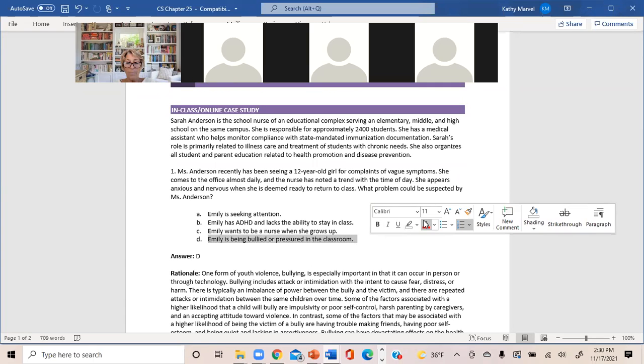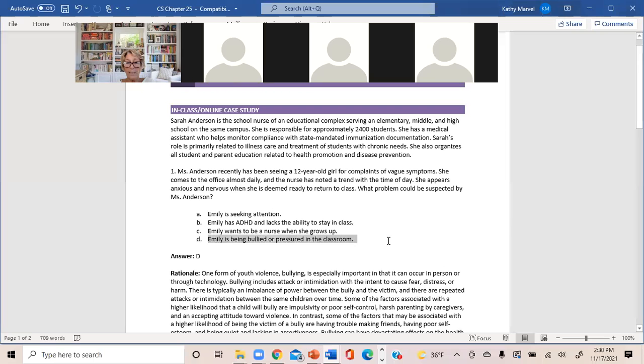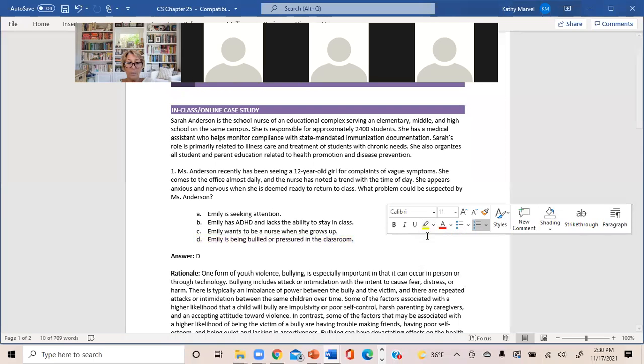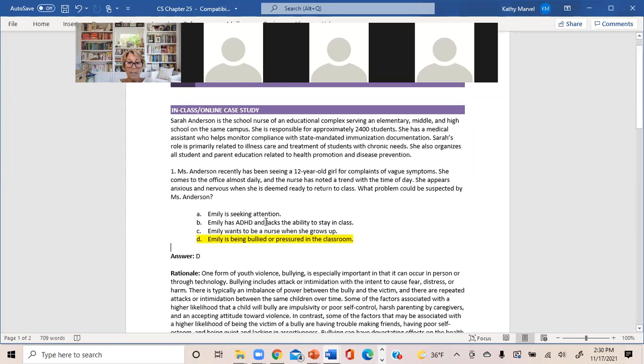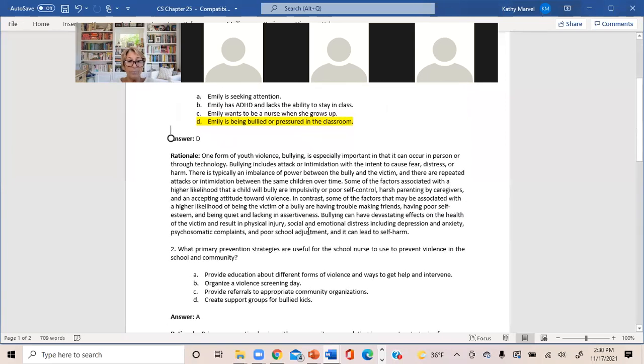Okay. Yes, I guess she could be seeking attention. She has ADD and lacks the ability to stay in class. Well, if she's coming every day, A, B, and C should have already been ruled out. So let's read through the rationale.